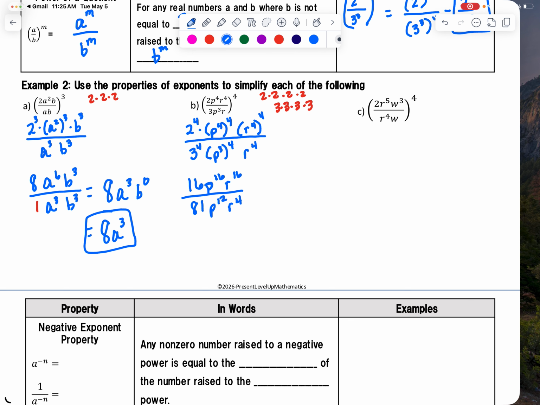All right, now let's simplify that. Now, 16 over 81, that will not reduce. So we'll leave it as 16 over 81. And then for the p's, 16 minus 12 would be p to the 4 power. And then 16 minus 4 would be r to the 12 power. So our final answer is 16p to the 4 r to the 12 over 81.